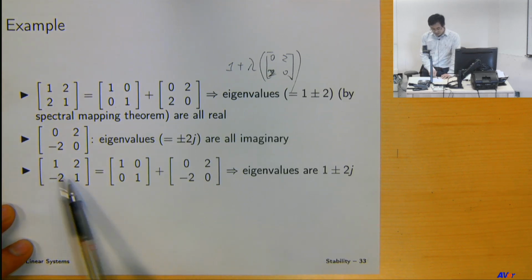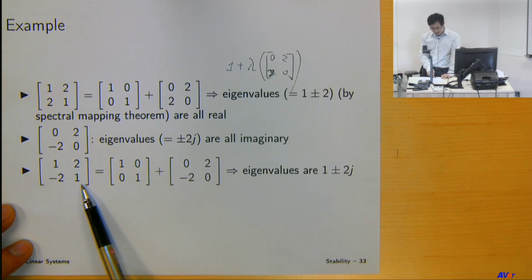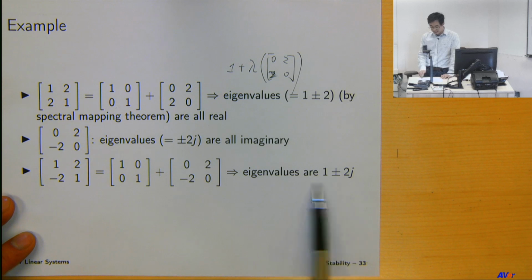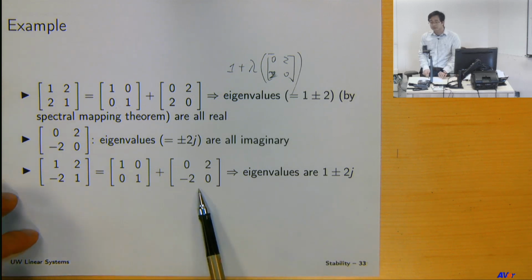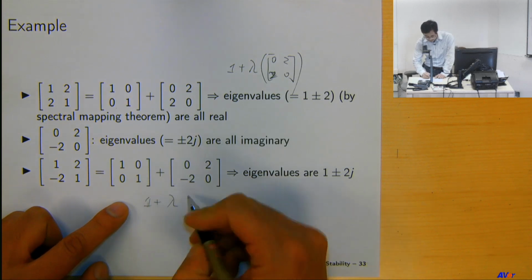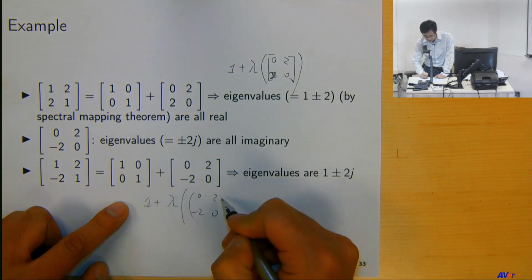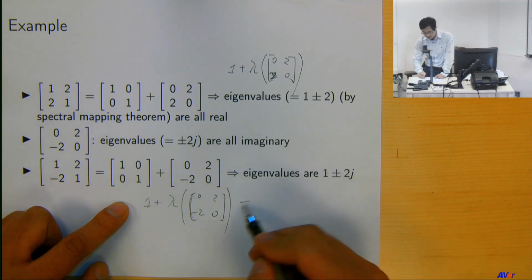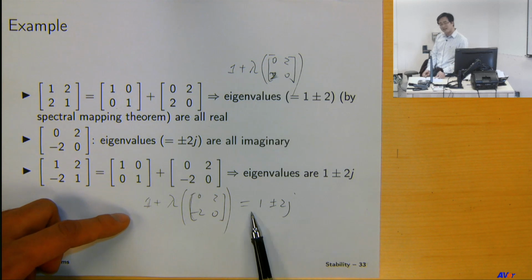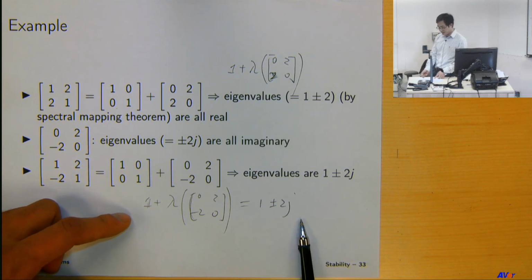Similarly, for this matrix, it's not symmetric, it's not skew symmetric. There's no guarantee that the eigenvalues are all going to be real or imaginary. Then you can check the eigenvalues, again by the spectral mapping theorem, as 1 plus the eigenvalues of this matrix, 0, 2, -2, 0, which gives 1 plus or minus 2j. So it's not exactly on the real axis, and it's not exactly on the imaginary axis.